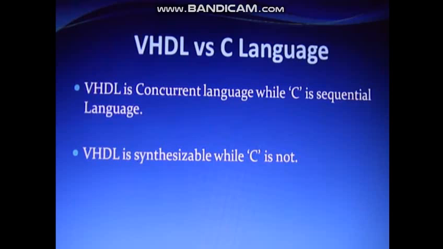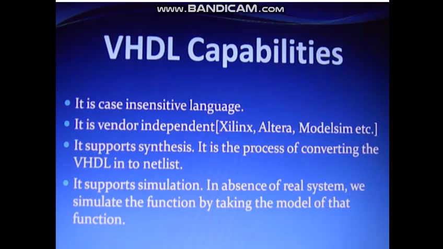VHDL program. So what is the basic difference between VHDL and the C language? VHDL is a concurrent language, while C is a sequential language. VHDL is synthesizable, while C is not synthesizable. That is the basic difference. And when you go into the details of VHDL, you get a clear idea.